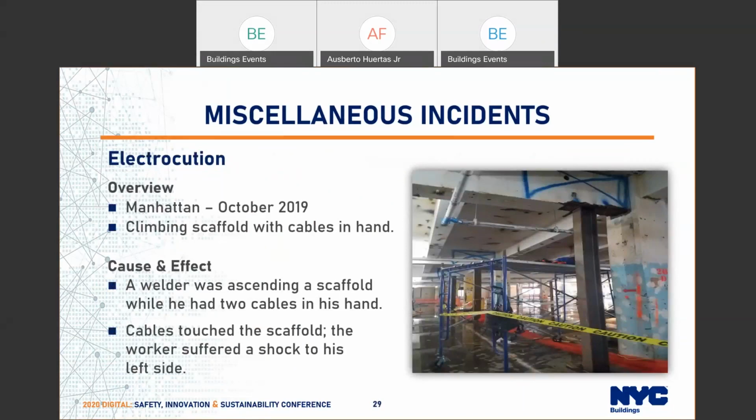This incident happened in Manhattan in October of 2019. The worker was climbing a scaffold with cables in his hands. The live wires came into contact with the scaffolding while the worker was ascending. This caused the worker to get an electric shock to the left side. The worker was taken to the hospital to be treated for his injuries.